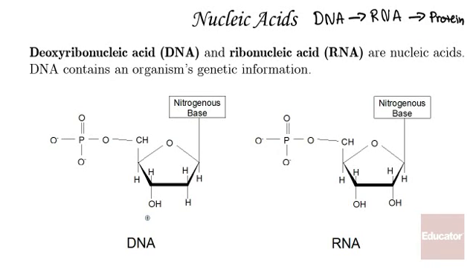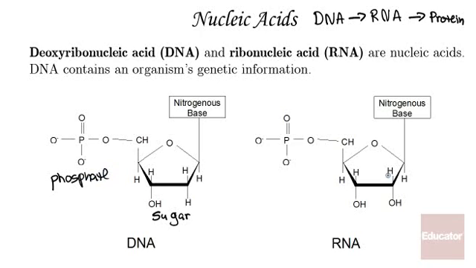DNA is made up of nucleotides. These are the building blocks for the DNA molecules. RNA, same thing. It's made up of monomers of nucleotides. So let's go ahead and look at the nucleotide structure. There are three parts. There's a sugar, there's a nitrogenous base, and there's a phosphate group.